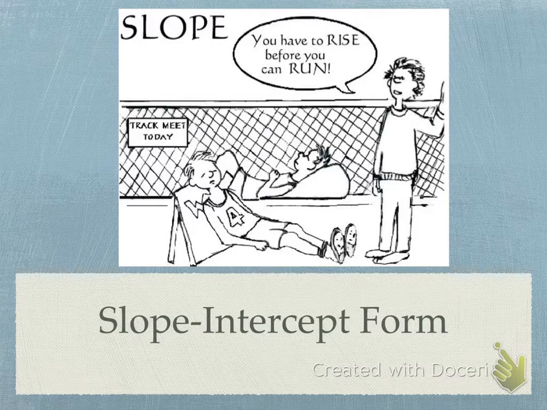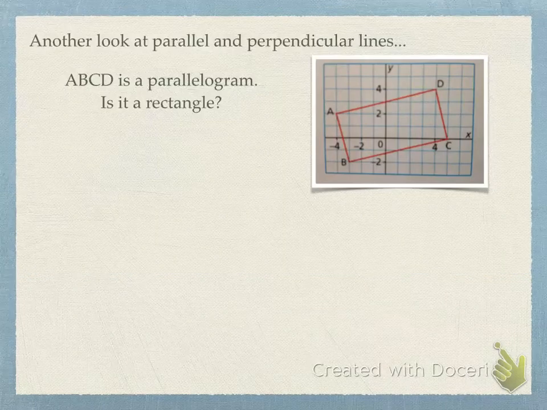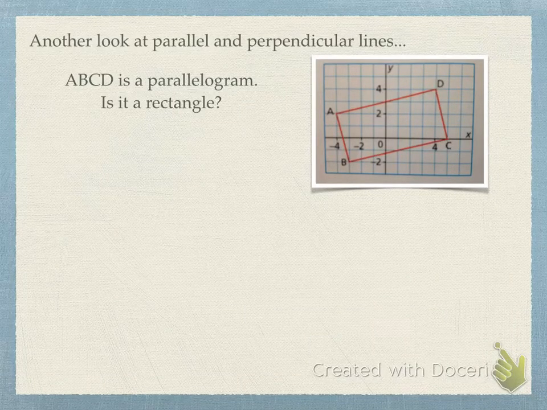Today we're going to look at slope-intercept form, but before we move on to that, we're going to revisit one more question dealing with parallel and perpendicular lines. This question says that figure ABCD is a parallelogram.